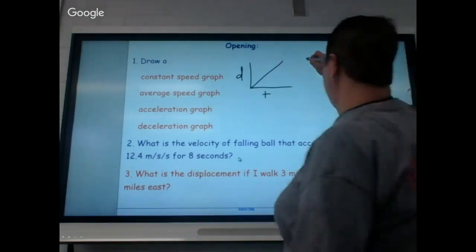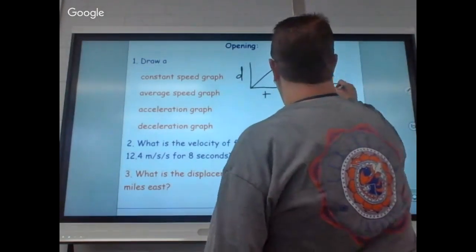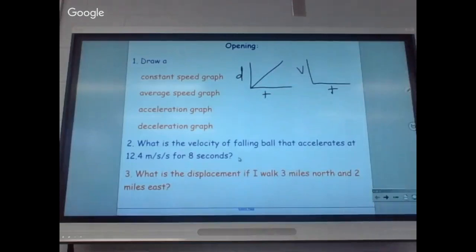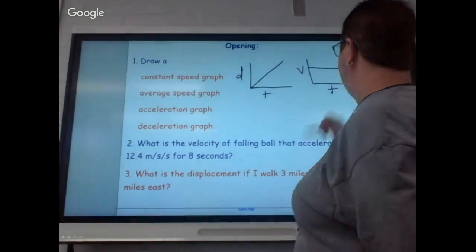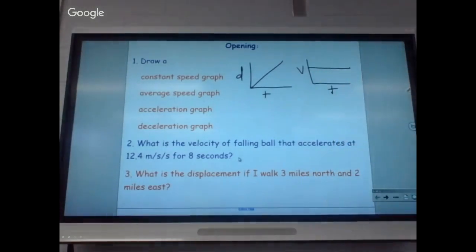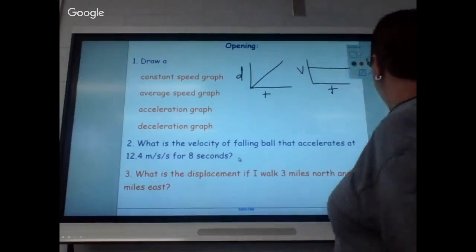Velocity and time. Now Jay has said, which is correct. So if we draw it velocity and time, how do we draw it with velocity and time? Not the curve. That's acceleration with the curve. How would it be to show constant speed with velocity? That's right. That's the flat line. All right, that would be constant speed.